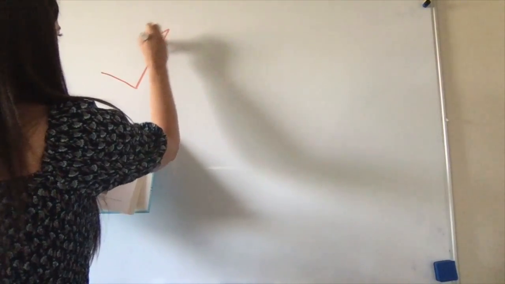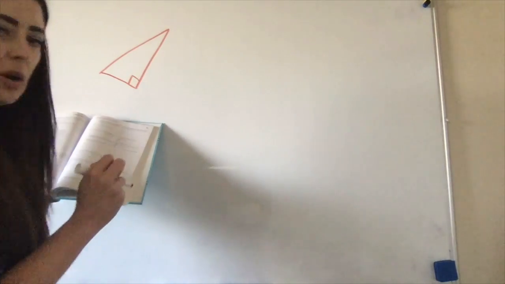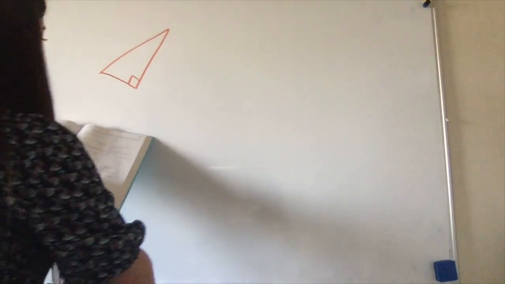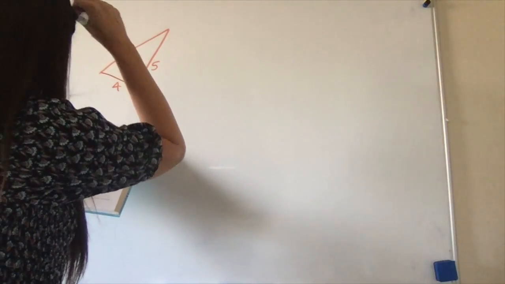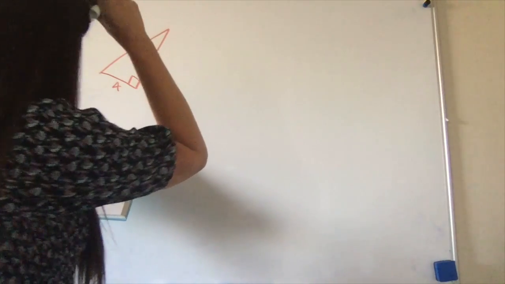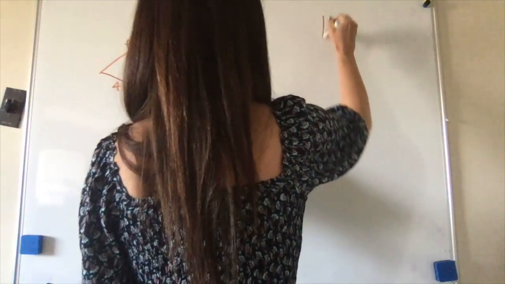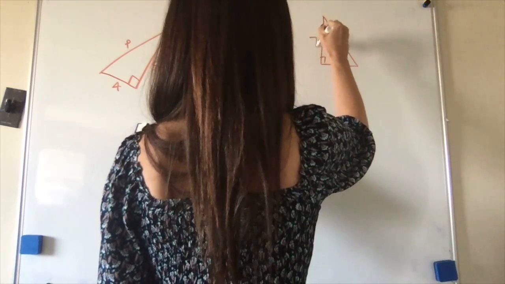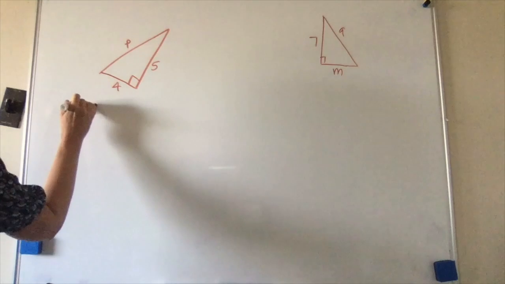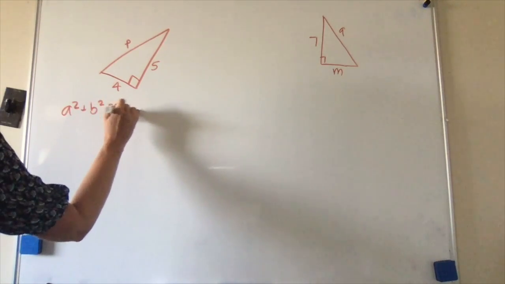It's got another right triangle, and they put it in a weird orientation to test you, but remember, you're always looking for this right angle symbol. So we get 4, 5, and P. Now we have to find P, right? And then we're going to get another one, so I'm going to just draw it out while I have the book. 7, 9, and M. All right, so for this one, our formula is a squared plus b squared equals c squared.